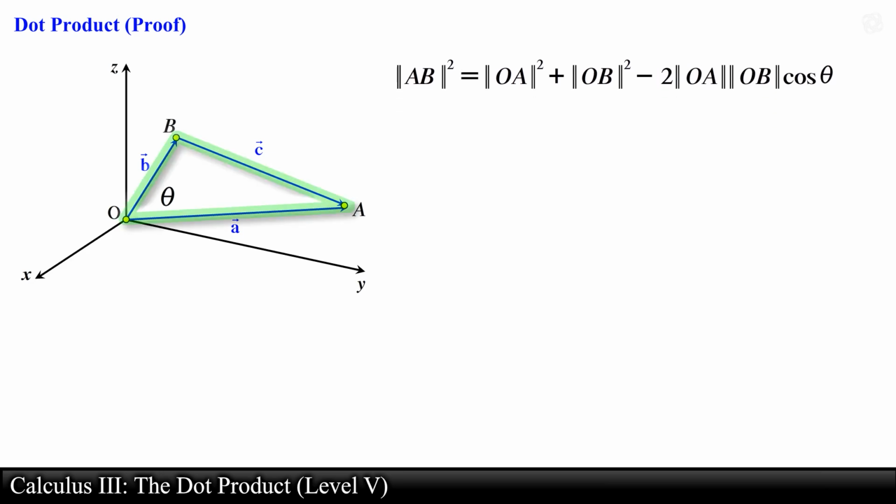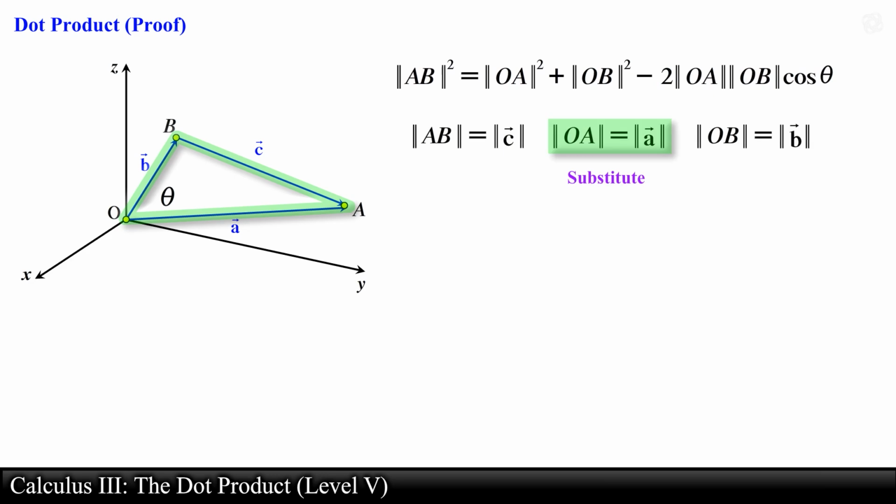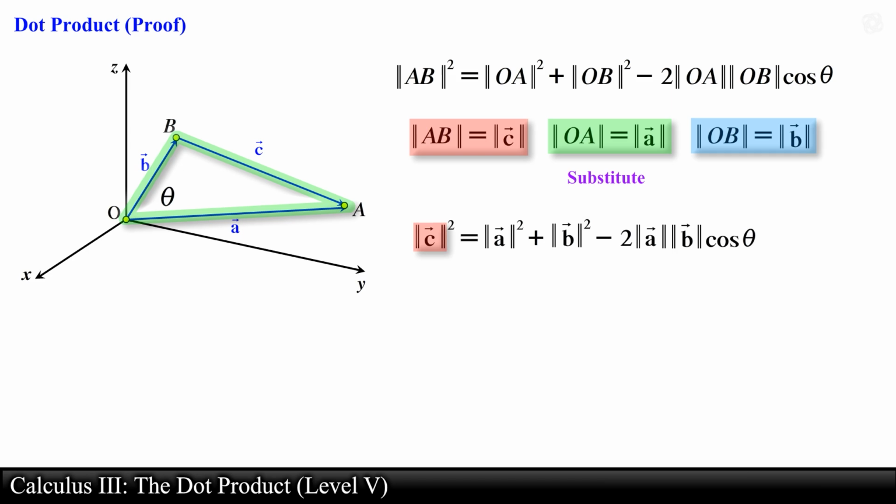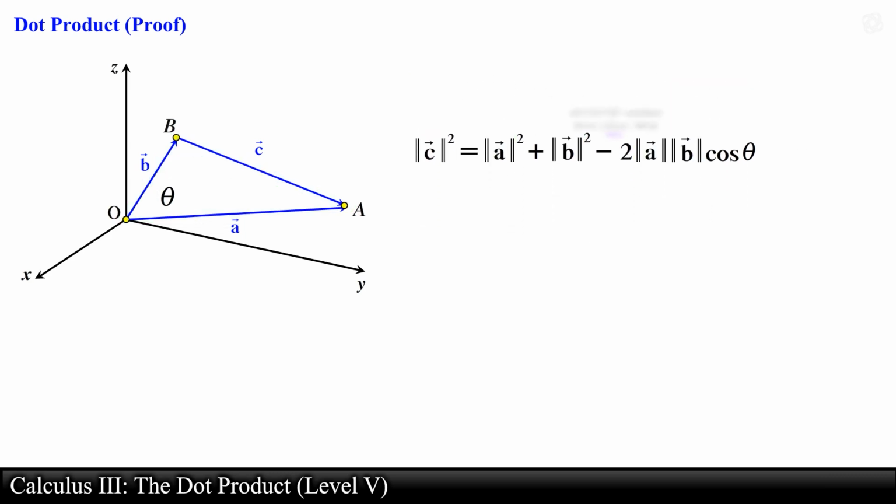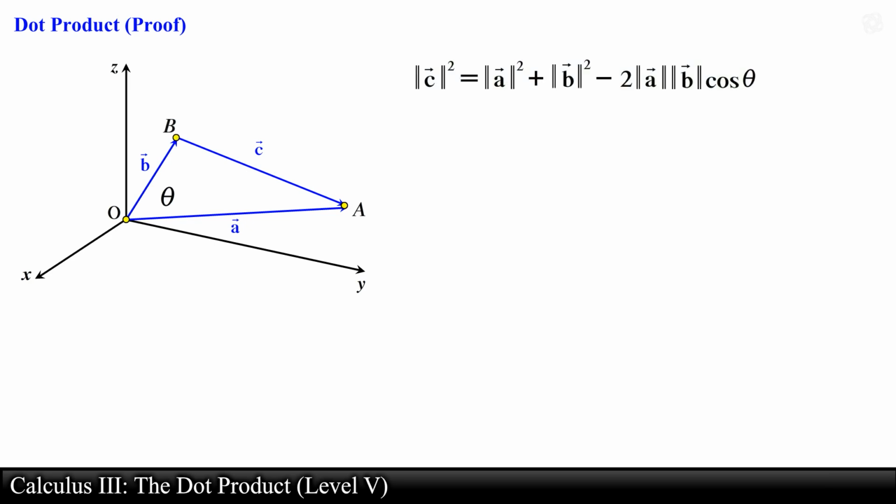Next, observe that the length of each line segment is nothing more than the magnitude of vector A, B, and C. So we go ahead and replace line segment AB with the magnitude of vector C, and replace line segment OA and OB with the magnitude of vector A and B, respectively. Doing that, we obtain the following. Then, we need to rewrite vector C into an expression that contains both vector A and vector B. Taking a look at the diagram, we see that vector C is nothing more than vector A minus vector B.